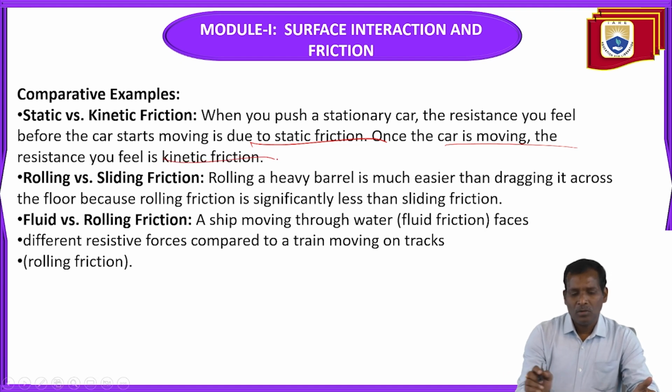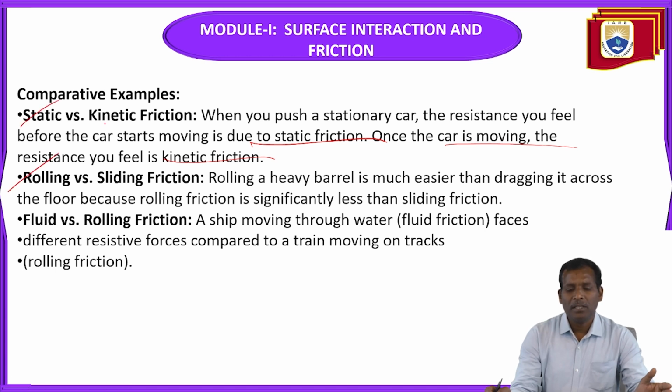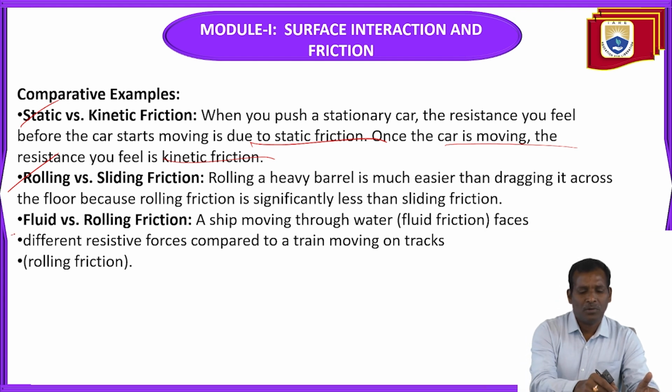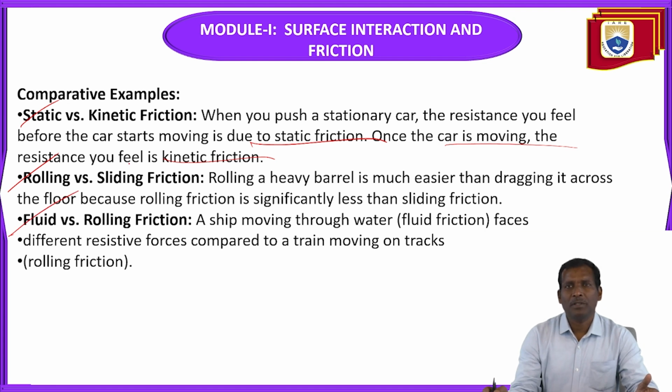And then rolling versus sliding friction. Rolling a heavy barrel is much easier than dragging it across the floor because rolling friction is significantly less than sliding friction. Fluid versus rolling: a ship moving through water, that is fluid friction. It faces different resistive forces compared to a train moving on tracks, so that is rolling friction.